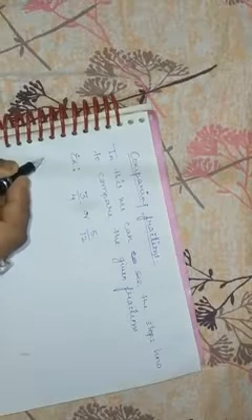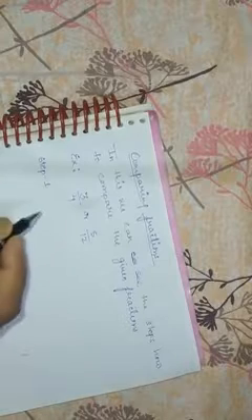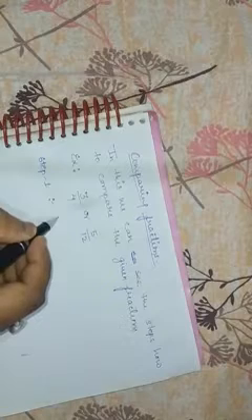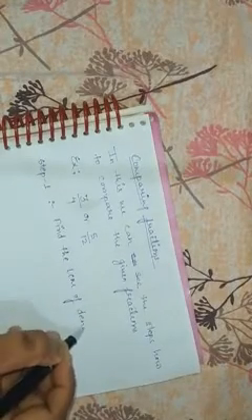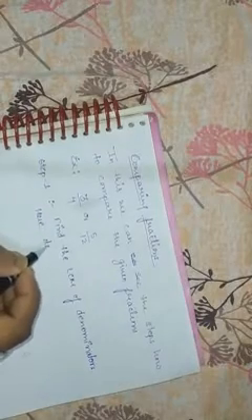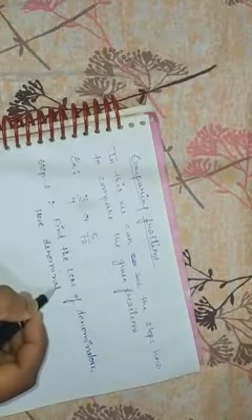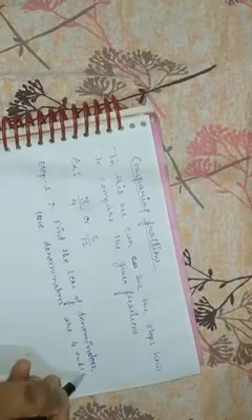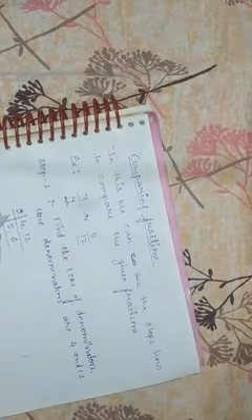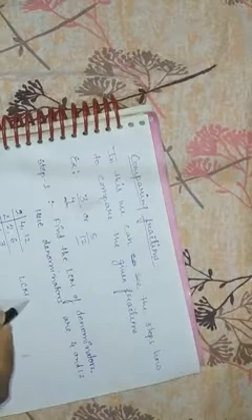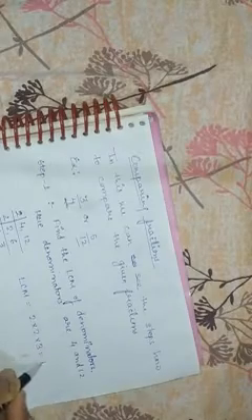So the first step in comparing the fraction: find the LCM of denominators. Here denominators are 4 and 12. So LCM: 2 2s are 4, 2 6s are 12, 2 1s are 2, 2 3s are 6, and 3 1s are 3. So the LCM will be 2 into 2 into 3. It comes 12.